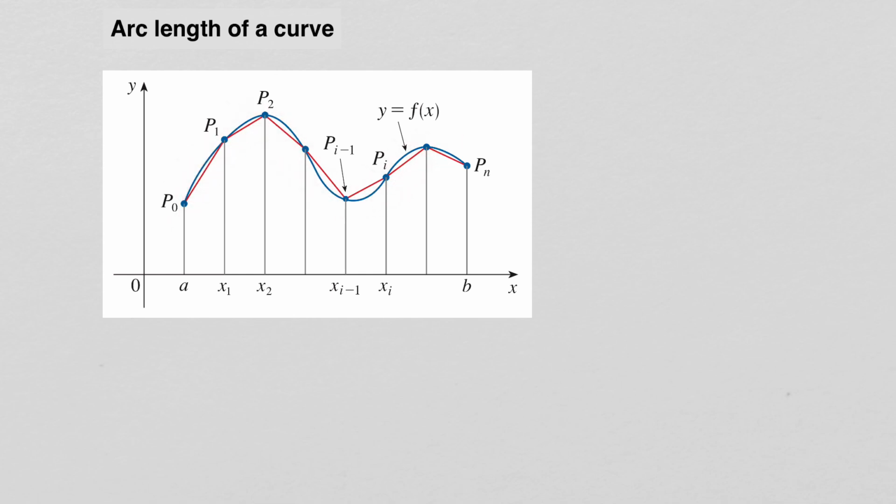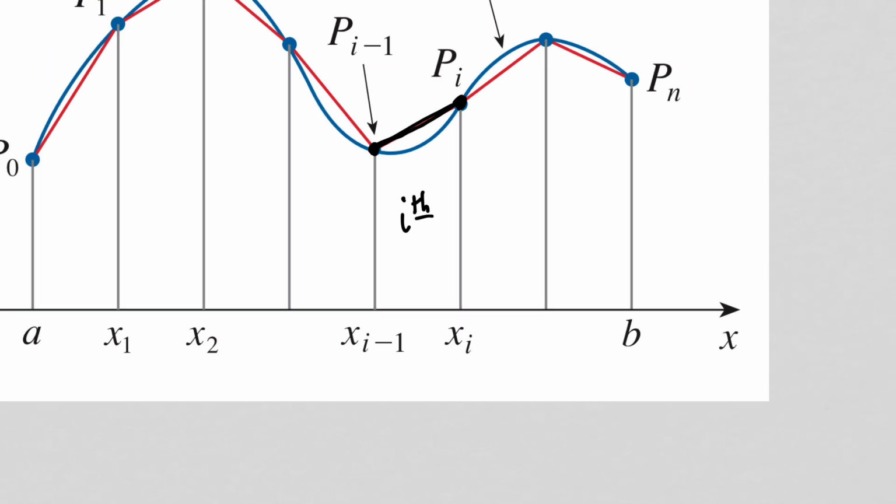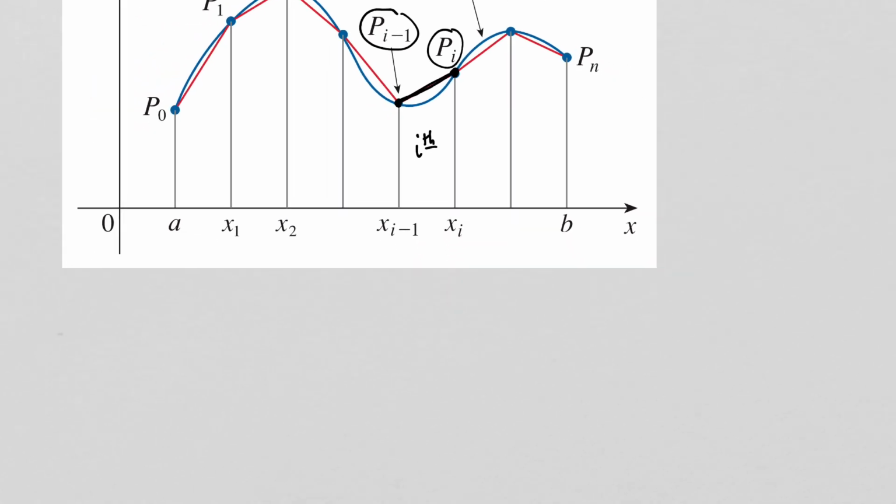Well, the way we do it is we divide up this interval from a to b into numerous subintervals. And then if we focus in on the ith interval right here, we can see that the distance between these 2 points would be the distance between the point P i minus 1 and P i. Let's keep in mind that the coordinates for P i minus 1 are x i minus 1 and y i minus 1. And the coordinates for P i will be x i and y i.